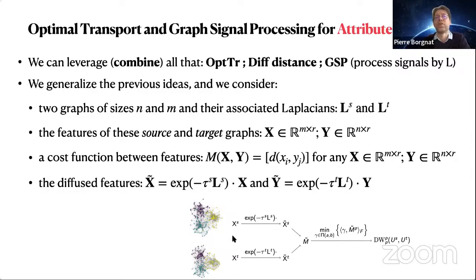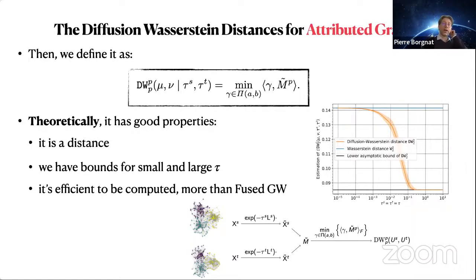And now you have new features and you are solving the optimal transport coupling, and you obtain a diffusion distance, which can be done with an LP norm, between the initial attributed graph and the target attributed graph. And you have mostly two parameters, the diffusion time for the source graph and the diffusion time for the target graph.